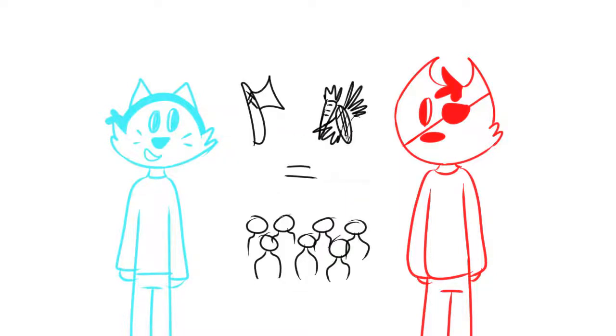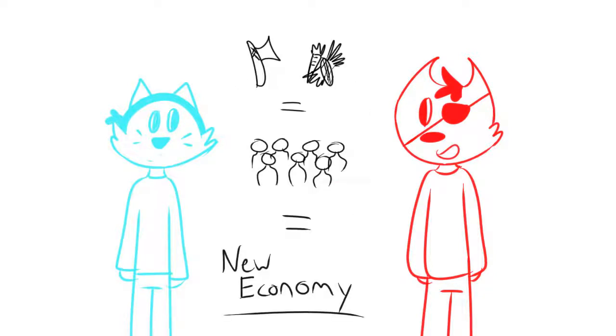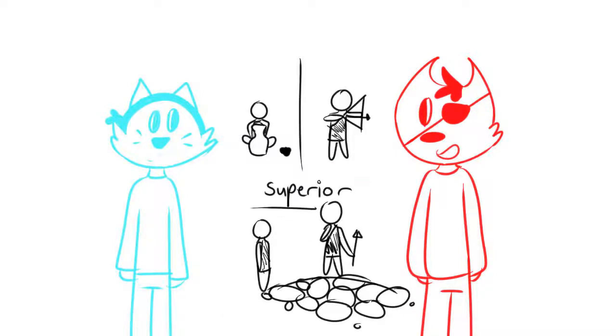Is this going to turn out like Egypt, where more resources mean more people can be supported? Yes, it is. It also means that more people means a new economic system. Specialization of labor, which means different people have different jobs. If you're into art, then you would make cave drawings and clay sculptures. If you'd like hunting, or you were strong, you would hunt. The list goes on and on.